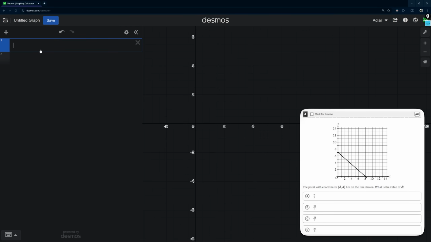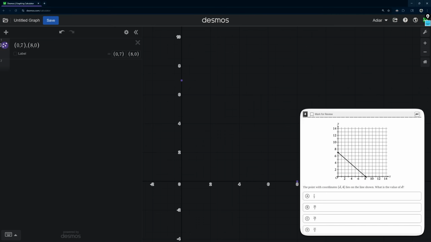So what I can do is I can just say, okay, we have the point 0, 7, and I also have the point 8, 0. And if I click and hold this purple right here, I can just toggle on lines. So now I can say, okay, I'm wanting to know what the x value is when the y value is 4, because that's what the point d, 4 is. So I'm just going to go y equals 4.